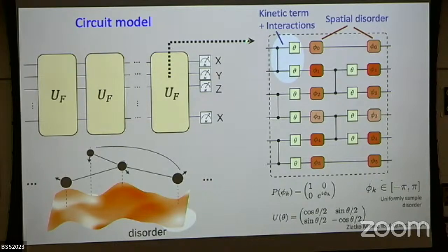So notice that if theta is zero, this entire model is integrable and everything is a Z term basically, because of the disorder gates, which will be spatial disorder. So we have the same phi at each step, but different for each wire. These phis are just phase gates. So if theta is zero, everything is diagonal in Z and it's a simple system. But as soon as theta is non-zero, we start to get interactions between the qubits.